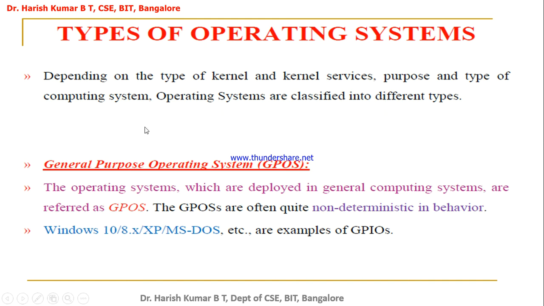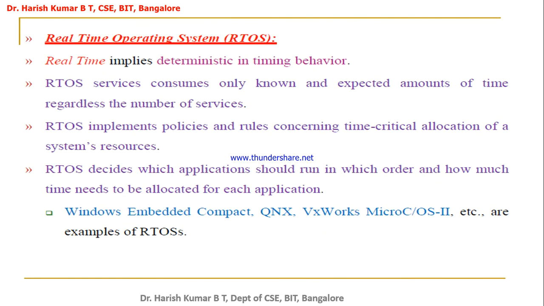Examples of general purpose operating systems, which you are already aware of, are Windows 10, Windows 8.1 or XP, MS-DOS, Windows 7, etc. Now, the real-time operating system, as already told, is deterministic in nature, used in systems which are deterministic. Deterministic is nothing but that they perform a fixed set of functions. Since they perform a fixed set of functions, their behavior is well known, so we say it is deterministic.